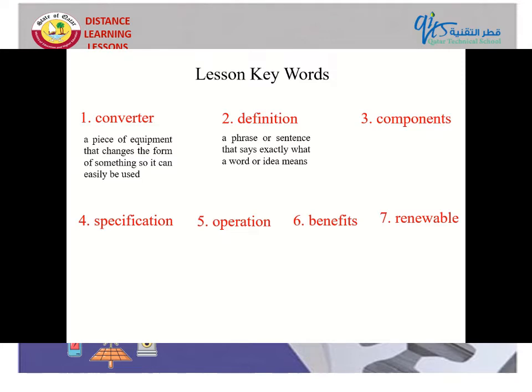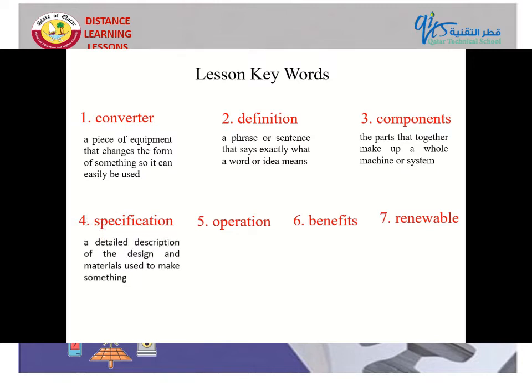Number three, components. Components are the parts that together make up a whole machine or system. For example, our converter has 5 main components. This means it has 5 main parts.